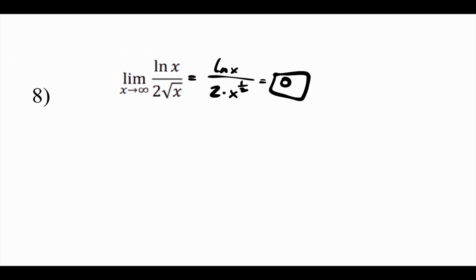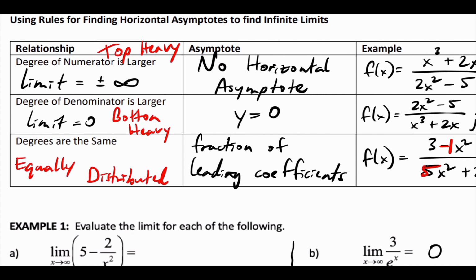Let me write this down. This guy is a log. This guy is a polynomial. Polynomials grow faster, so the bottom is going to grow faster than the top. If the bottom grows faster, if it's bottom heavy, it's 0. If it's top heavy, it's either going to be positive infinity or negative infinity. That's going to be your answer, depending on if it's a positive number or a negative number.